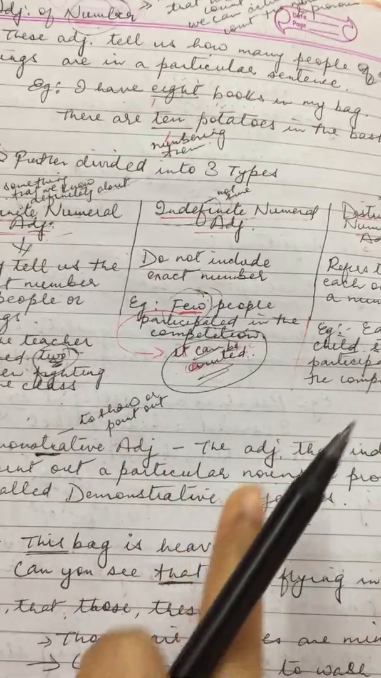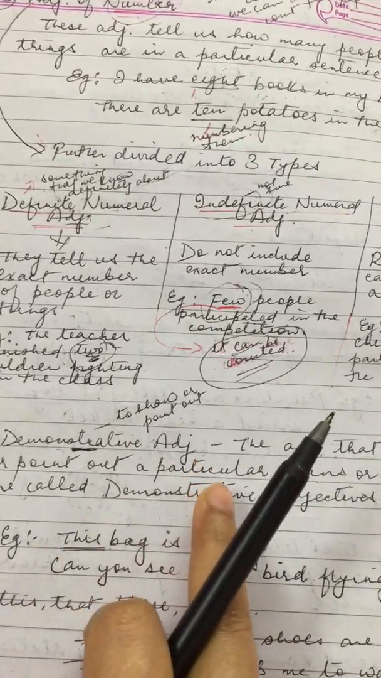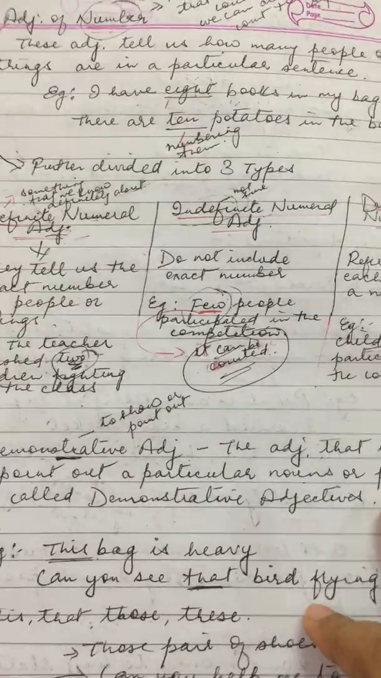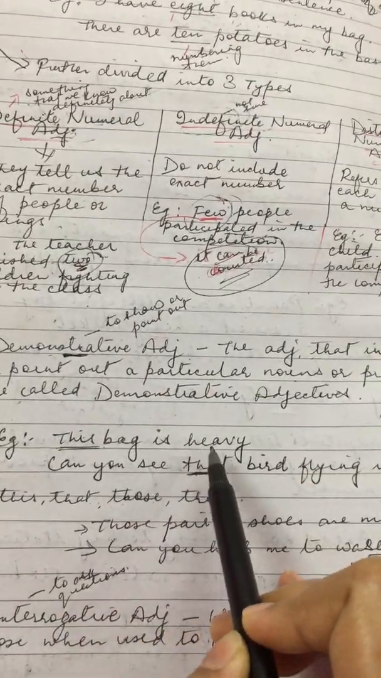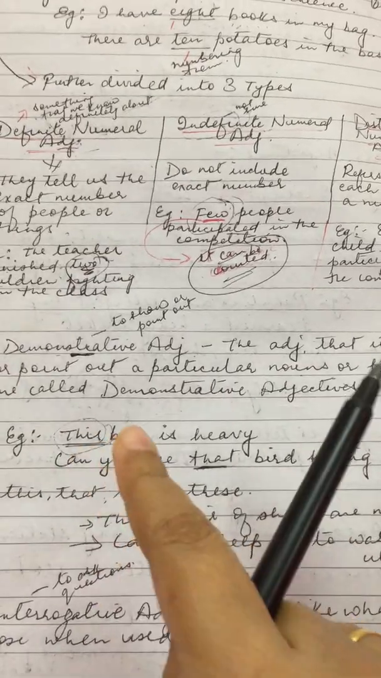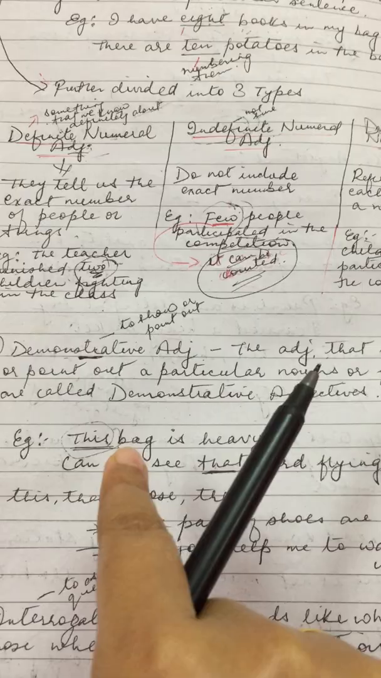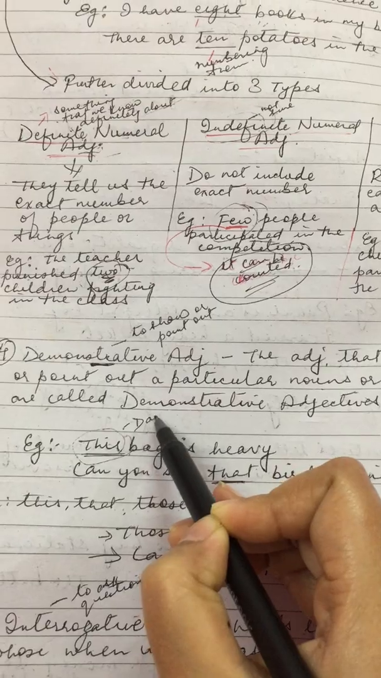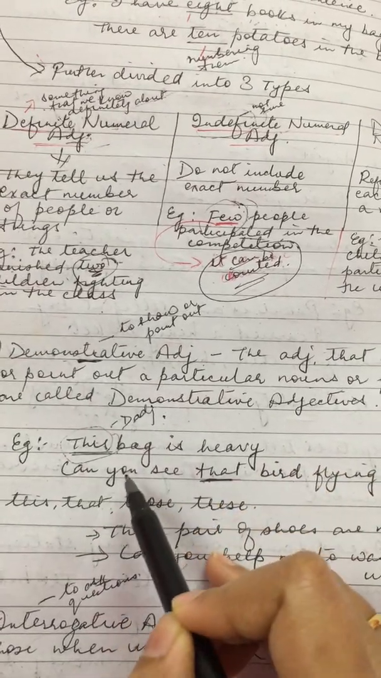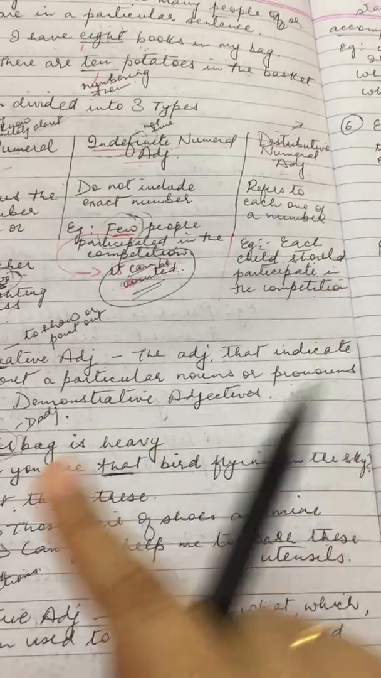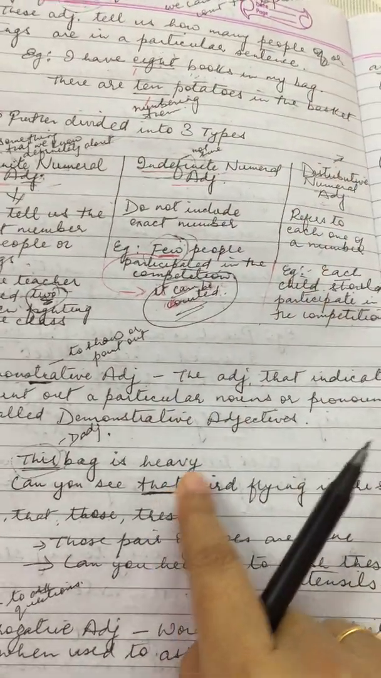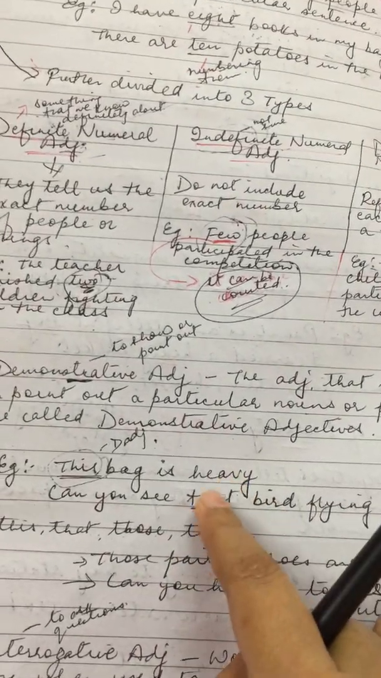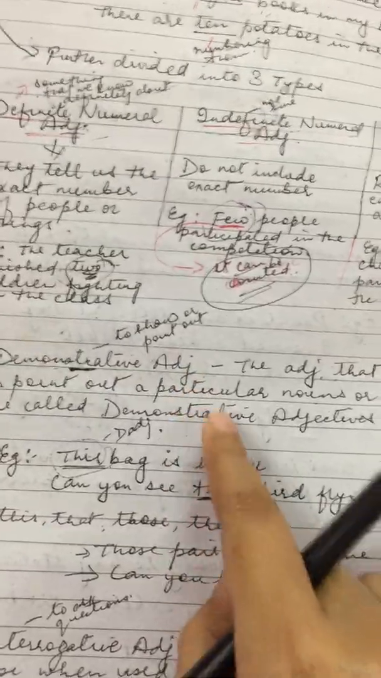When we are able to point out, the adjective that points out a particular noun or pronoun. Okay. For example, this bag is very heavy. This bag. Which bag? This bag. We are pointing it out. We are showing it. Now, this is a demonstrative adjective. Okay. Can you see that bird flying in the air? That bird. That. We are pointing at something. We are demonstrating. So that is a demonstration. So it comes in the demonstrative adjective.